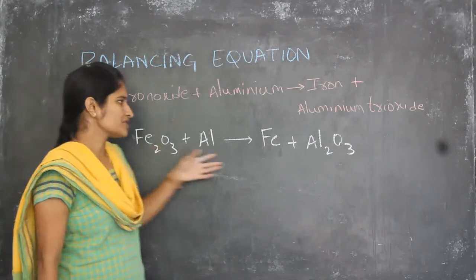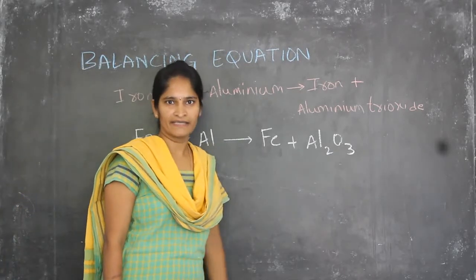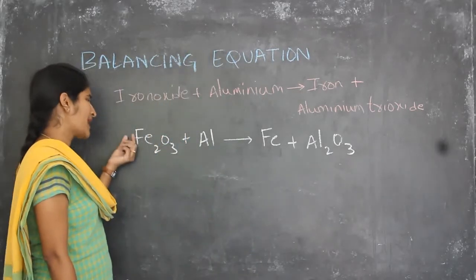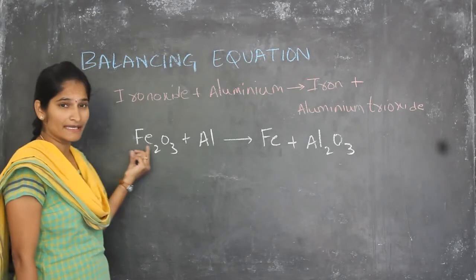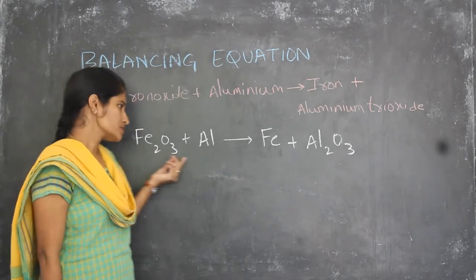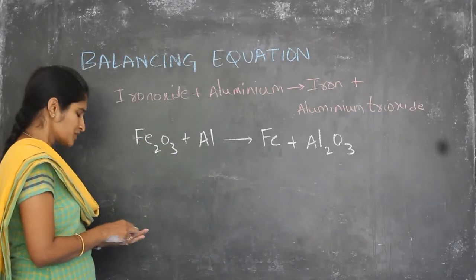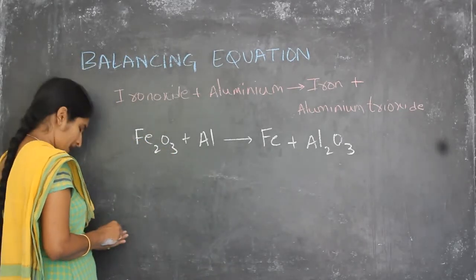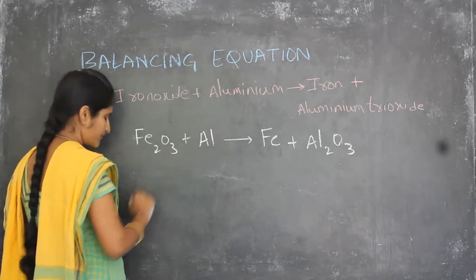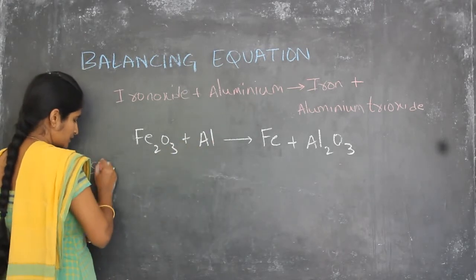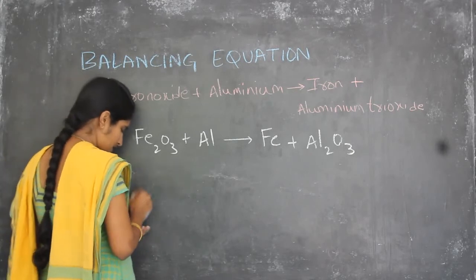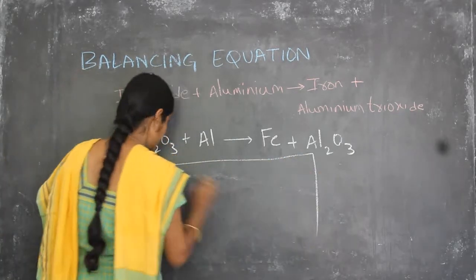Now this equation is called a skeleton equation. So step 1 in balancing an equation is nothing but writing a skeleton equation. Now step 2. In step 2, what am I doing? I am comparing the number of atoms. For this you need to make a table. Is it clear? So make a table.